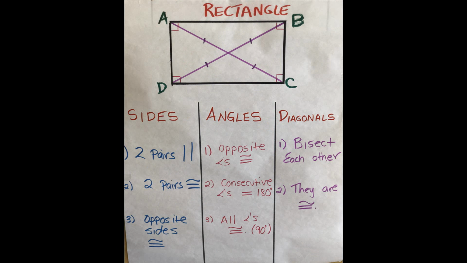Now let's review the properties of the rectangle. For the rectangle, we have two pairs of parallel sides, two pairs of congruent sides, and opposite sides that are congruent. For the angles, we have opposite angles that are congruent, consecutive angles which make 180 degrees, and all angles are equal to 90 degrees. The diagonals bisect each other and they are congruent.